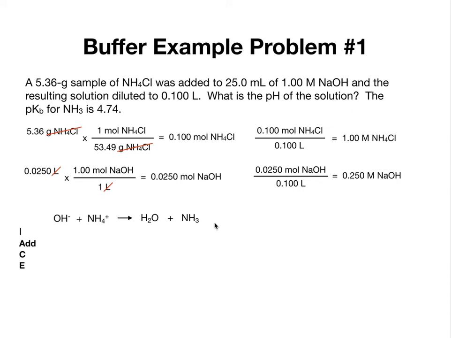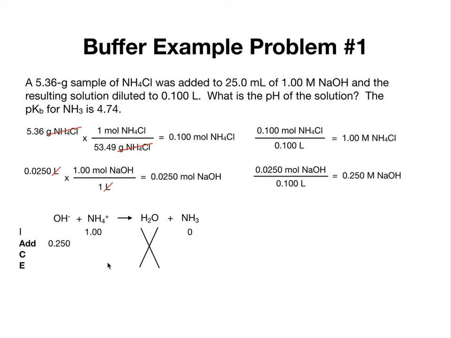We're going to make a modified ice table. Now, water is a pure liquid, so we're not going to consider that in our table. We're plugging molarity into this. Our initial molarity of the ammonium ion is 1 mole per liter. We don't have any ammonia to start with. We're adding 0.250 moles per liter of hydroxide.